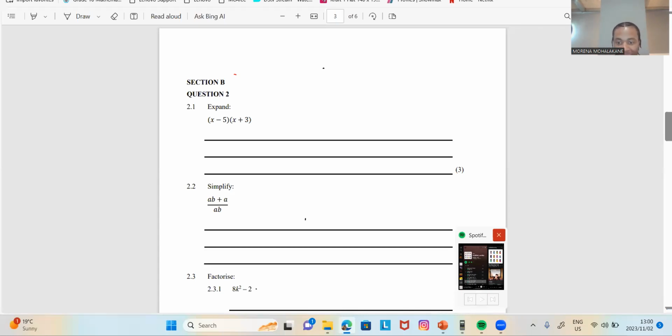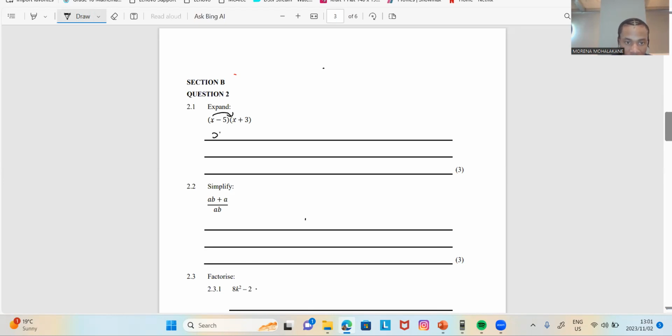Okay, let's look at the general algebra. You're required to, this is section 2 of the question paper. When they ask you to expand, they basically say multiply out. So the x multiplies this x, it's going to be x squared. The x multiplies the 3, so it's going to be a positive 3x.